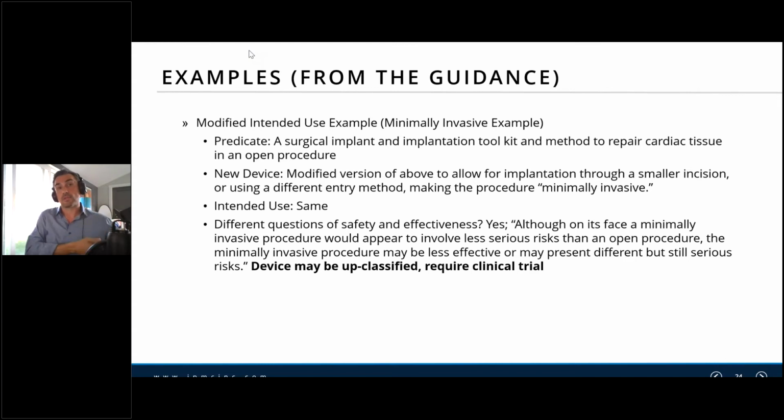So back in the day, that would not be the case, right? You could say, well, this was an open procedure, I'm now doing it minimally invasive. Great, 510K, off you go. You can do everything in the lab. No longer the case.